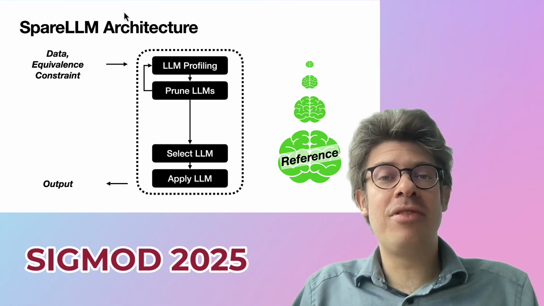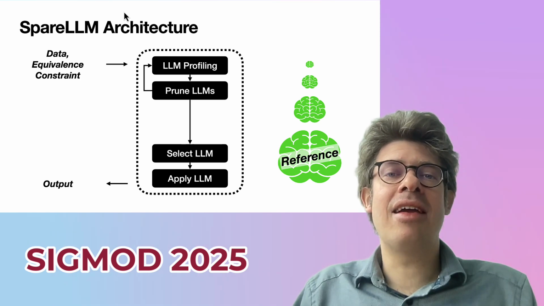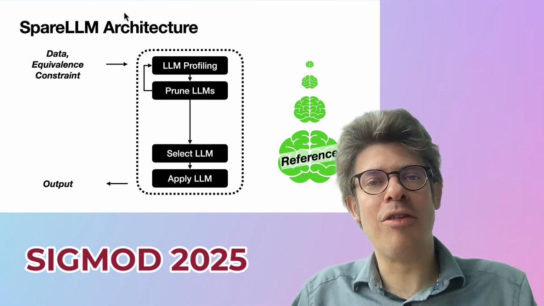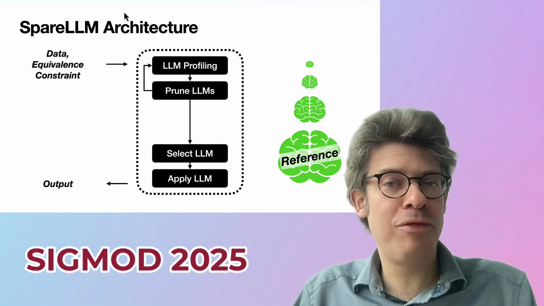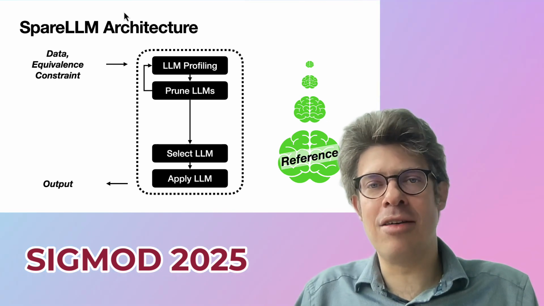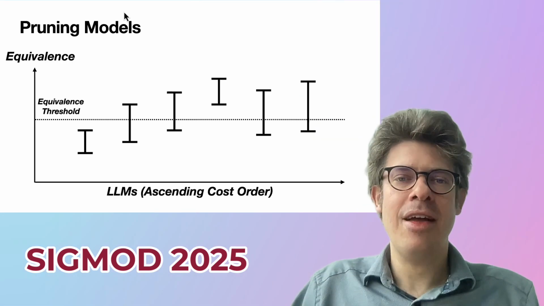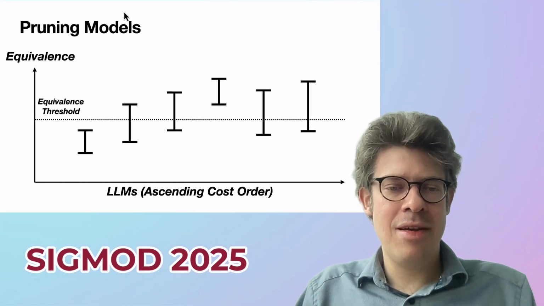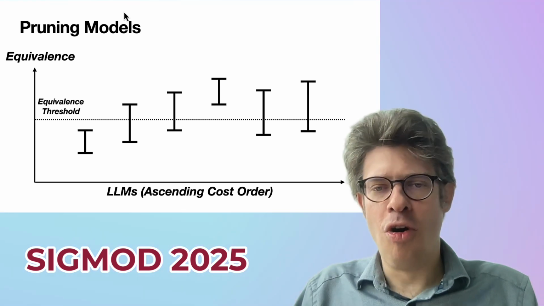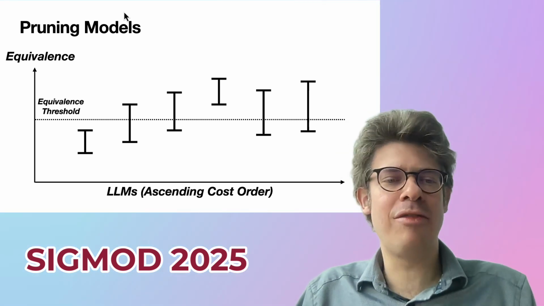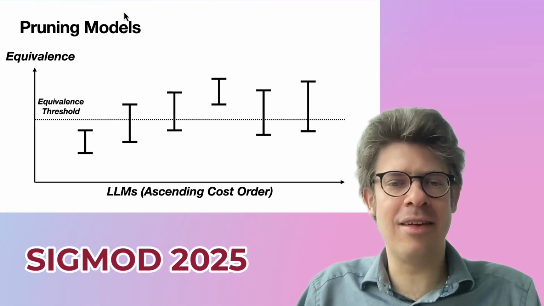It assumes that we are profiling all of those models, but in some cases I can already say after doing a little bit of profiling that I don't need to do any more profiling for some of those models because they are not interesting anymore. And that can happen for several reasons. So here we have again an example where we have confidence bounds on the equivalence of different models, ordering models from the cheapest on the left to the most expensive on the right again.